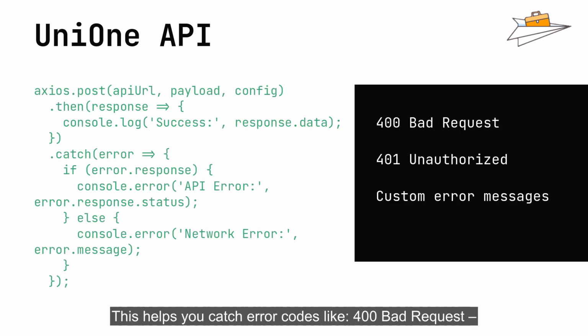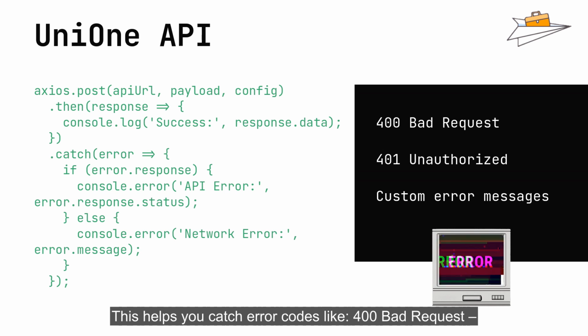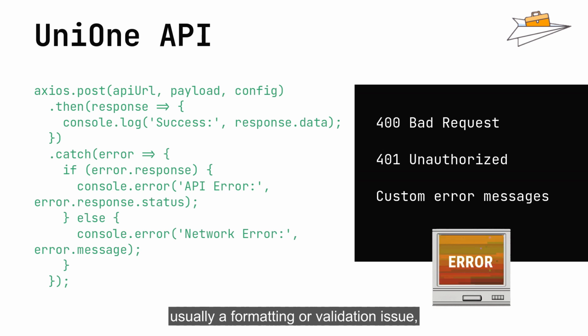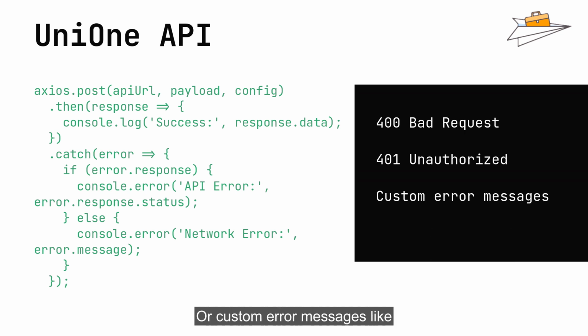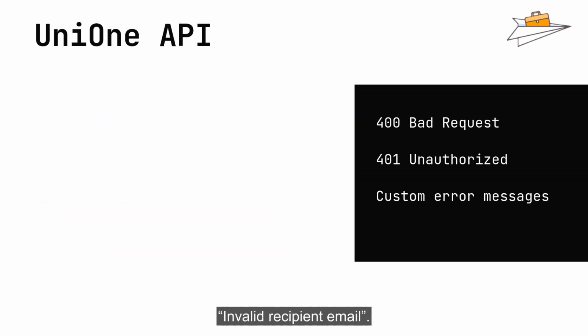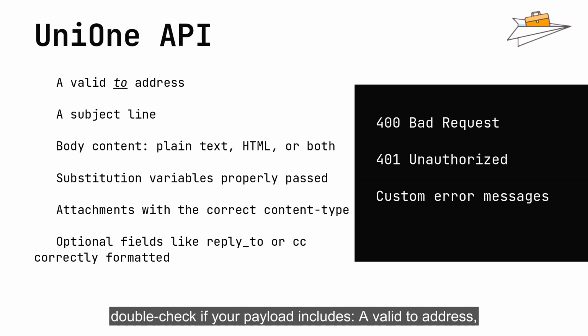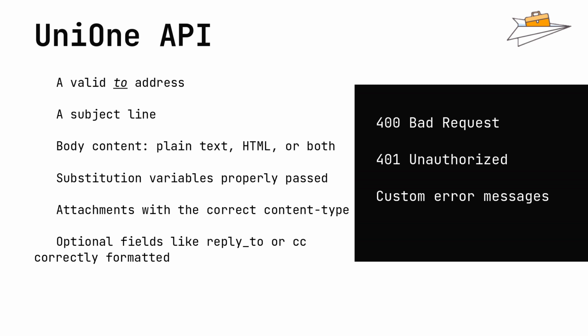This helps you catch error codes like 400 bad request, usually a formatting or validation issue, 401 unauthorized, your API key is missing or incorrect, or custom error messages like invalid recipient email. Before sending anything, double-check if your payload includes a valid to address, a subject line, body content, plain text, HTML, or both, substitution variables properly passed, attachments with the correct content type, optional fields like reply to or CC correctly formatted. Skipping one of those can break your message, or worse, send an email that looks wrong to your users.